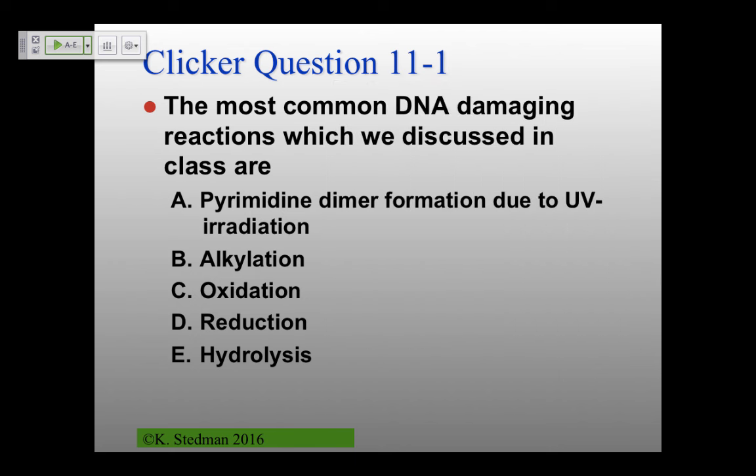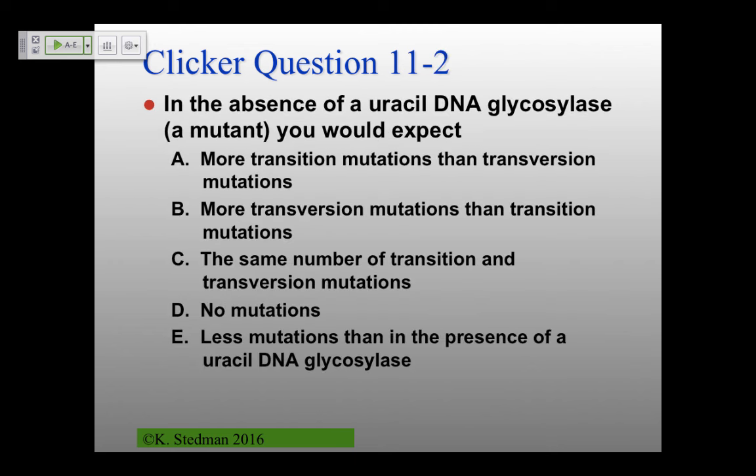Okay, so our next clicker question is, in the absence of a uracil DNA glycosylase, a mutant, you would expect: more transition mutants than transversion mutants, more transversion mutants than transition mutants, the same number of transition and transversion mutations, no mutations, or fewer mutations than in the presence of a uracil DNA glycosylase. This may require a little bit of thought, maybe.